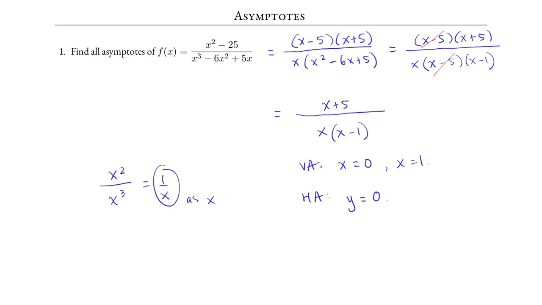As x gets very large, 1 over x approaches 0, and that y approaching 0 will give us the horizontal asymptote y equals 0. And so there is one horizontal asymptote and two vertical asymptotes in this case. What happened to x equals 5?